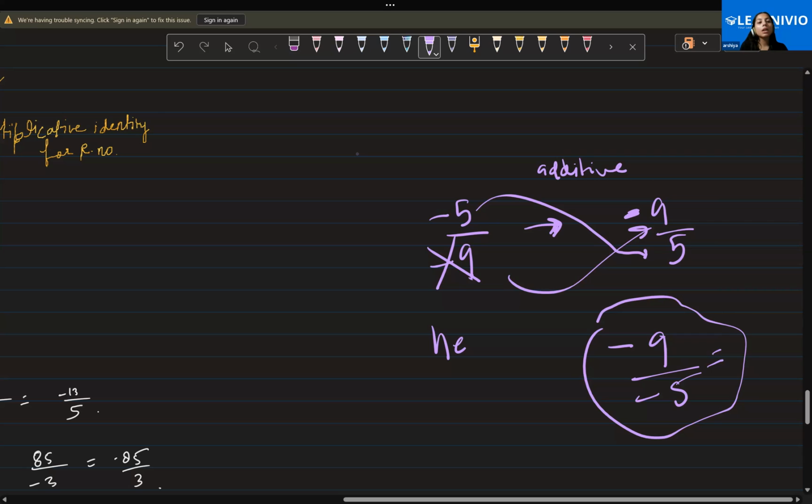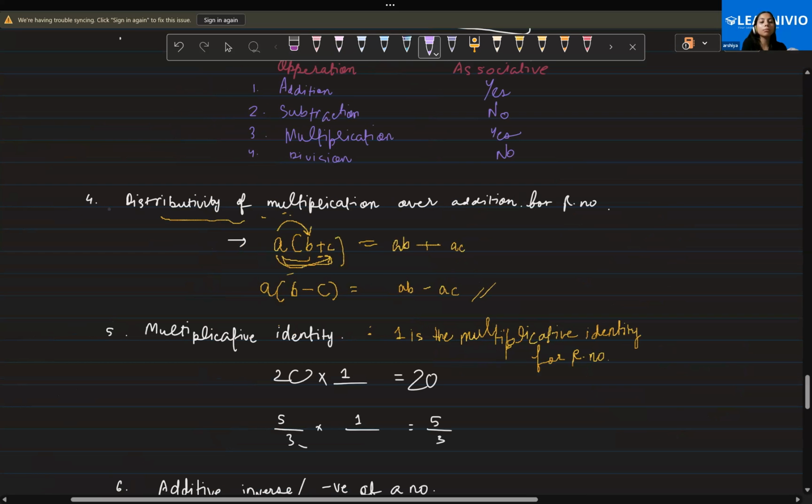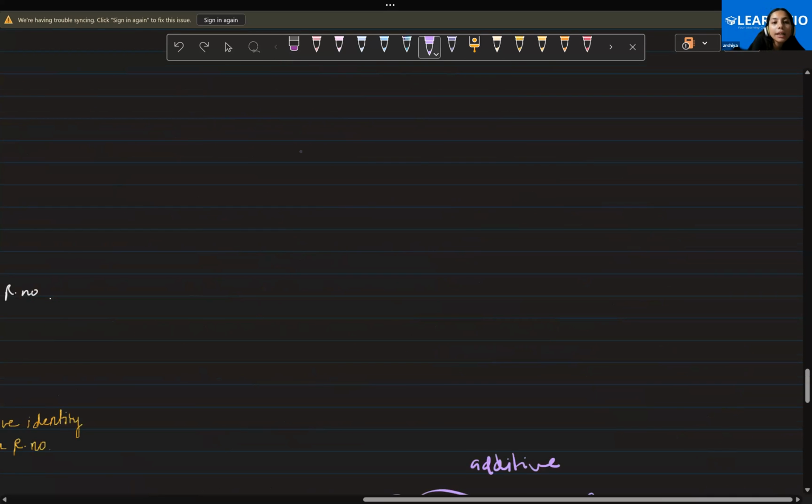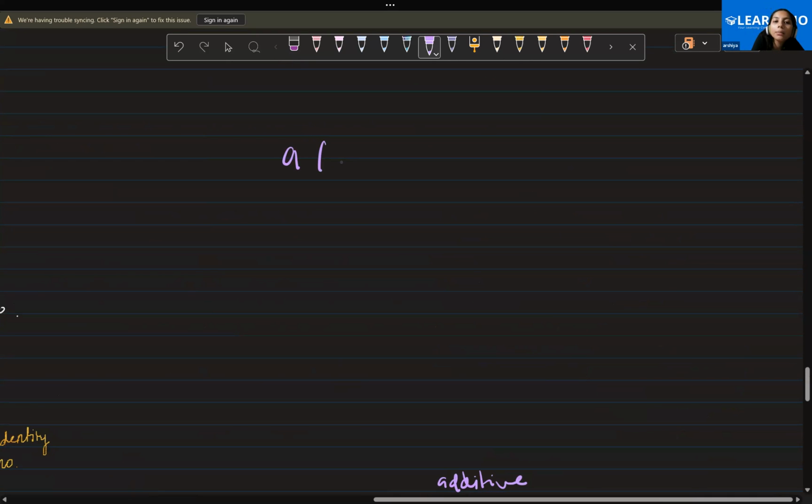Okay. Now one more thing I have to explain, which is the distributivity of multiplication over addition for rational numbers. It's a huge name, but when I explain it, it will be easier for you. Basically, a number is written like a(b plus c). So how will you solve it?